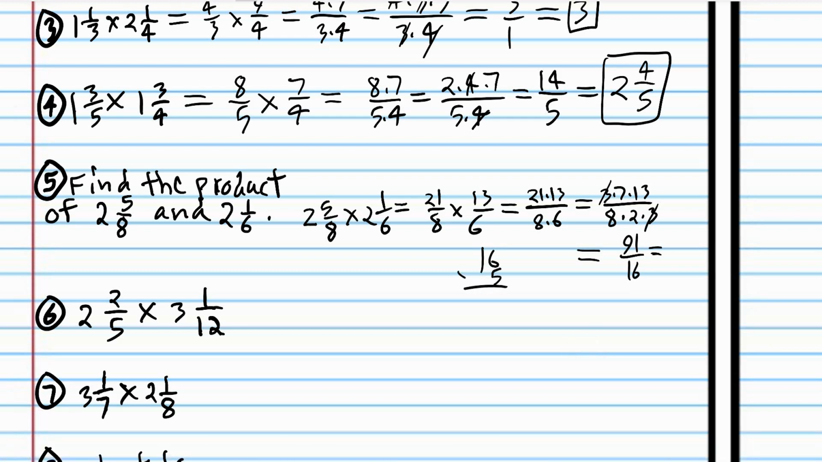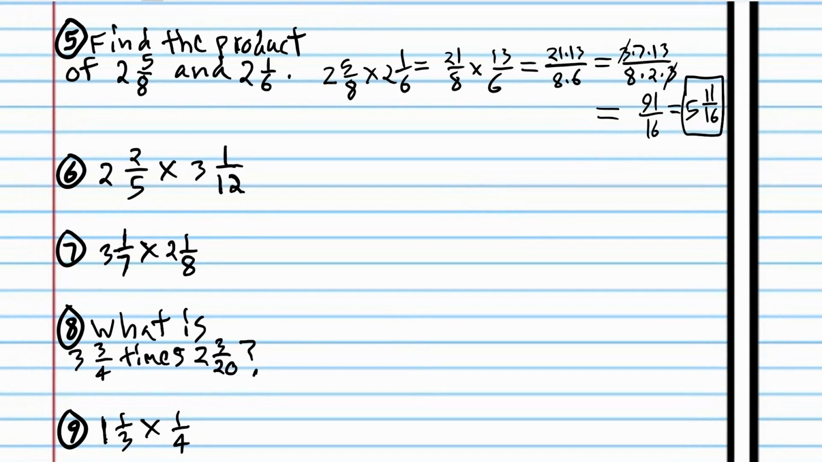16 times 5, let's try that one. I think that's going to be it. 5 times 6 is 30, carry the 3. 5 times 1 is 5, plus 3 is 8. So 80, and I don't think any more 16s go in. So that was 5 times. 5 times 16 is 80. And then 91 minus 80 is 11. And then just keep the denominator. So that was a hard one. All right. Why don't you go ahead and try number 6, and when you come back, we'll do it together.